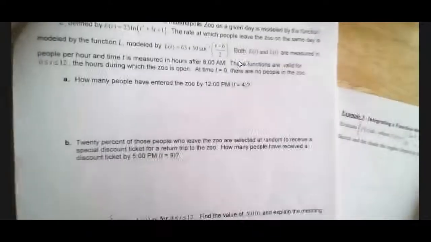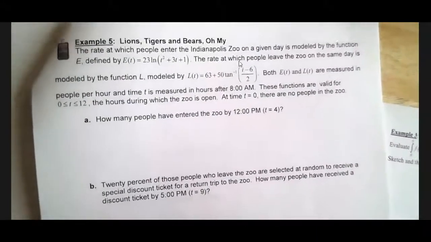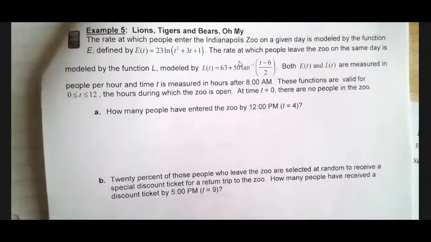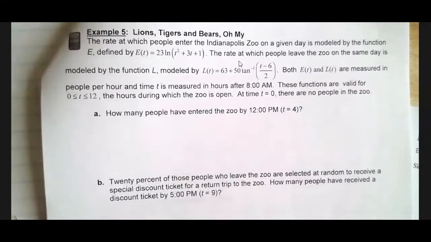So let's start with example 5. Let's start with the lions and tigers and bears. Oh my. For example 5, you are going to need or want to have a graphing calculator with you, because as indicated on that image, this is a graphing calculator problem. Take a minute and read through the top of that example.